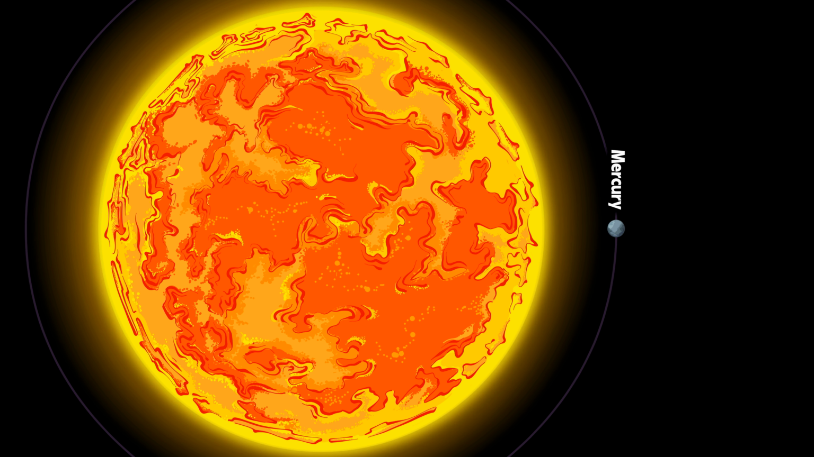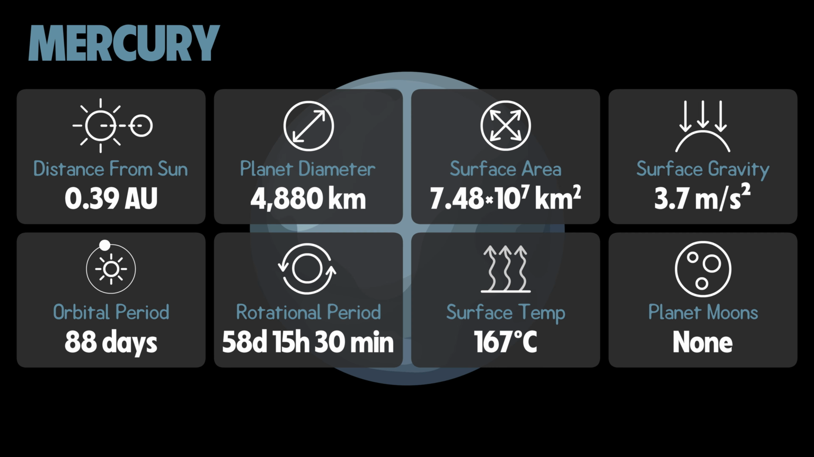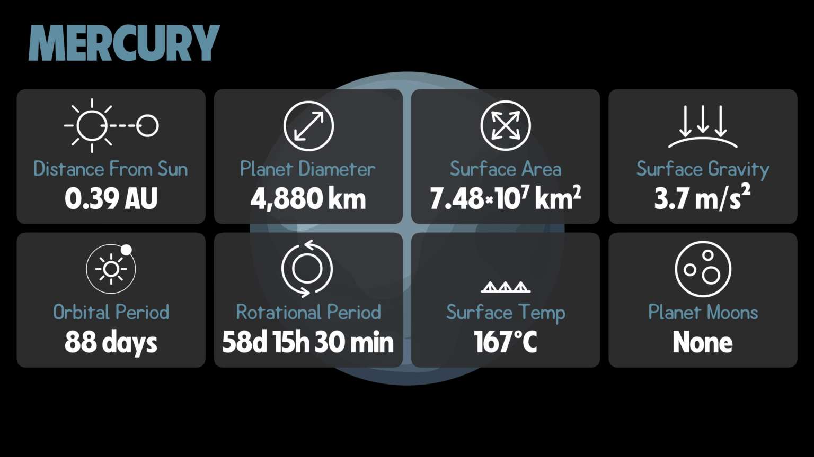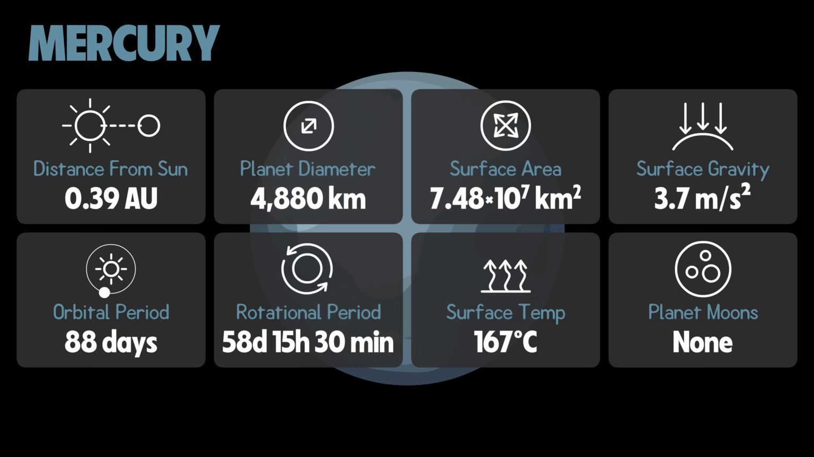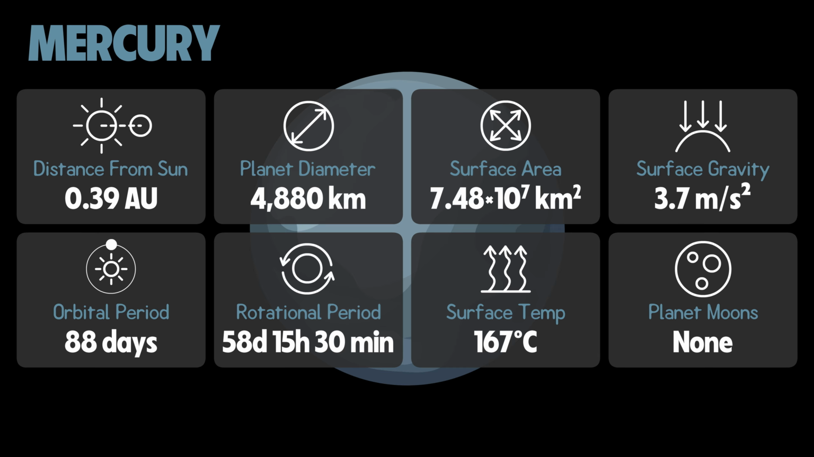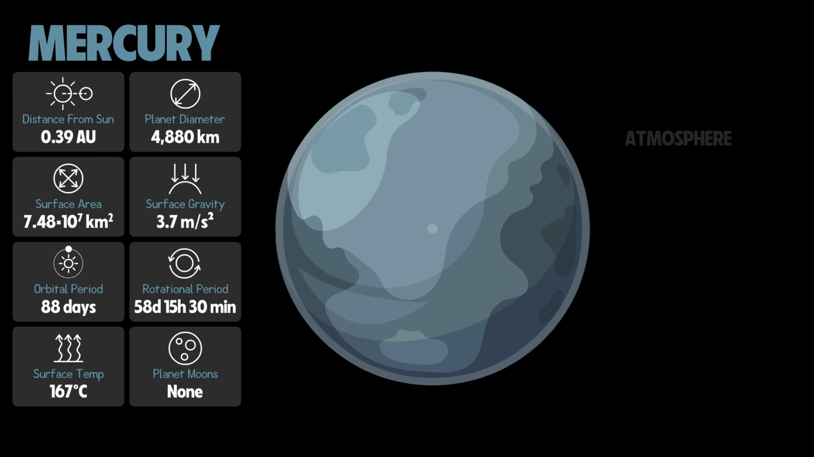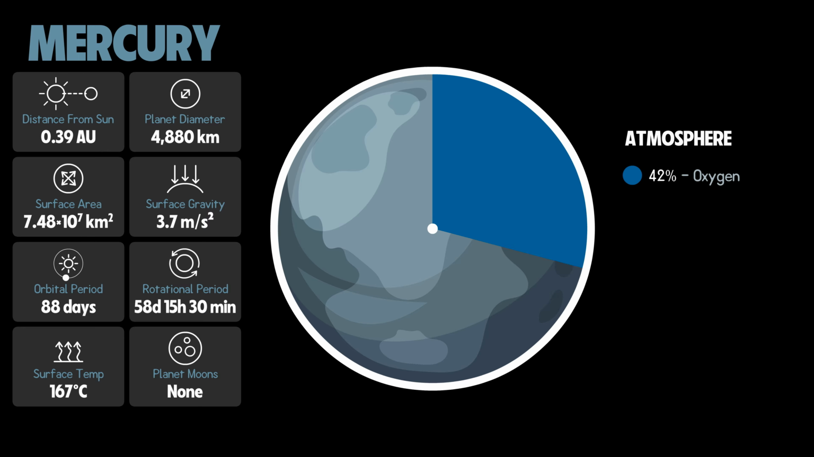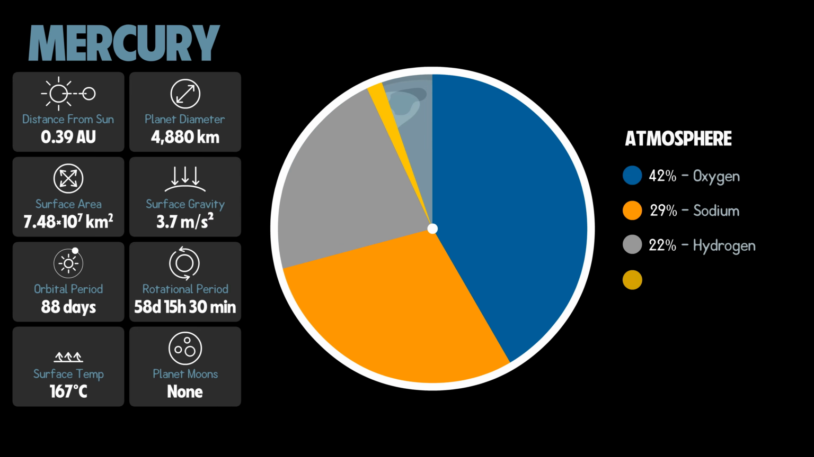Let's start with Mercury, the closest planet to the Sun. Mercury, a small rocky planet, experiences scorching temperatures. Despite its diminutive size, it completes a rotation in about 59 Earth days. It orbits close to the Sun at a distance of about 0.39 astronomical units. The atmosphere consists primarily of oxygen and sodium, followed by hydrogen, helium, and trace amounts of potassium, and other elements.